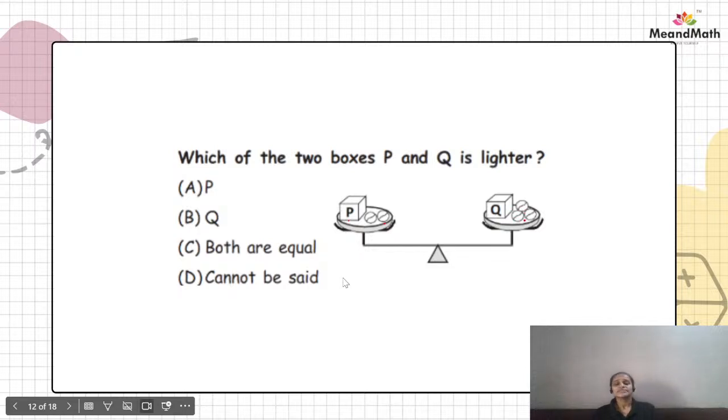Okay, Trijal gives me the answer P. All right, let's see whether P is correct or not. So P plus 2 balls is equal to Q plus 3 balls, right? So here I needed more balls to equate to this.